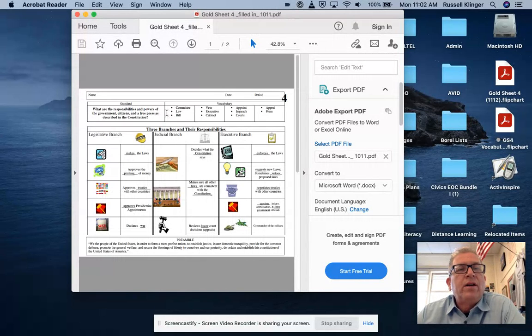There's one that shows you the standard that we're going to be following, which is what are the responsibilities and powers that the government, citizens, and the free press have. That's described in the Constitution. There's some vocabulary words that you should be familiar with. And then I'm going to basically break down a little bit about the preamble with you to start the video.